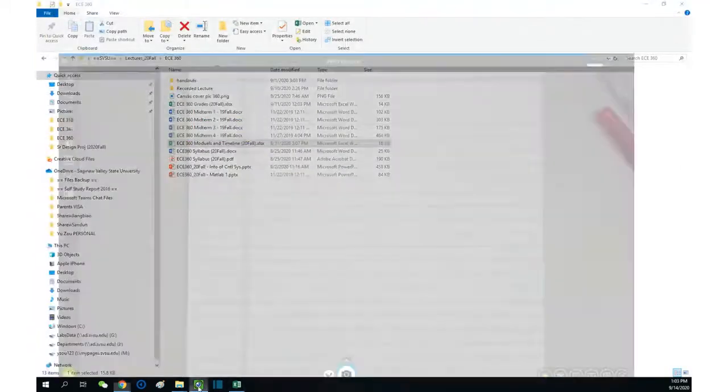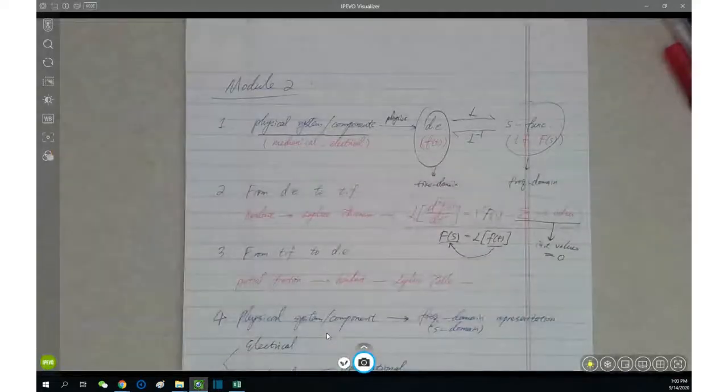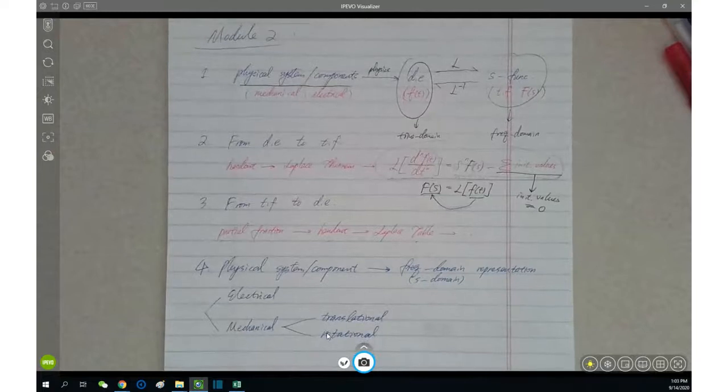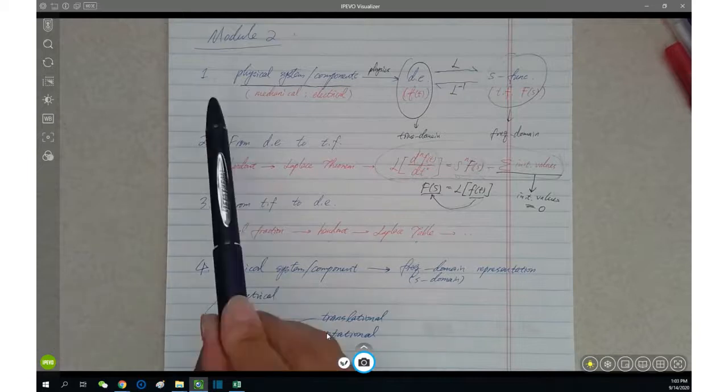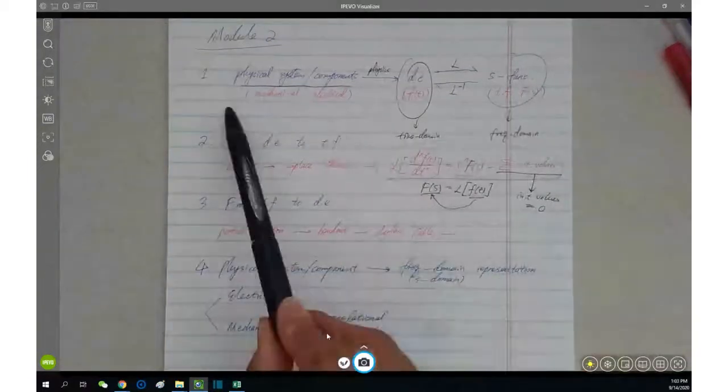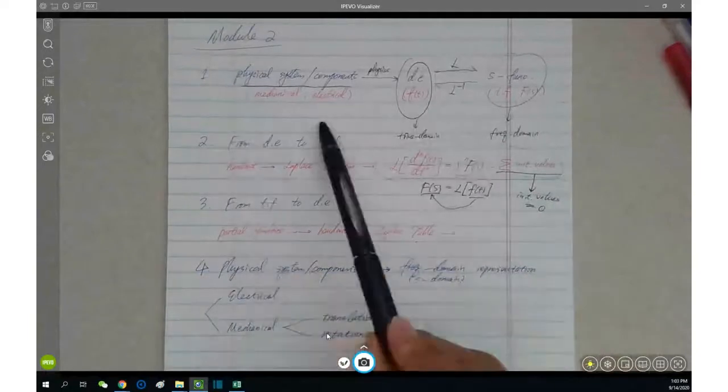Then let's come to the slides to talk about our module 2. Once again, we begin with reviewing module 2, what we have done. This module is basically presenting knowledge like this. This is the overall picture of the module.